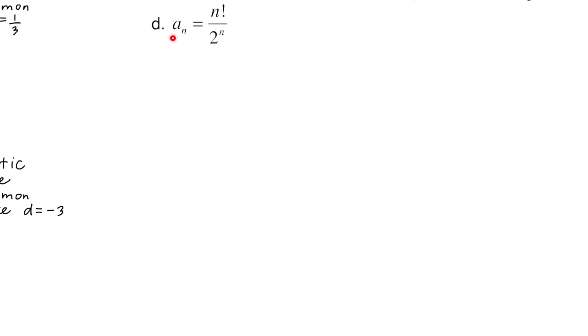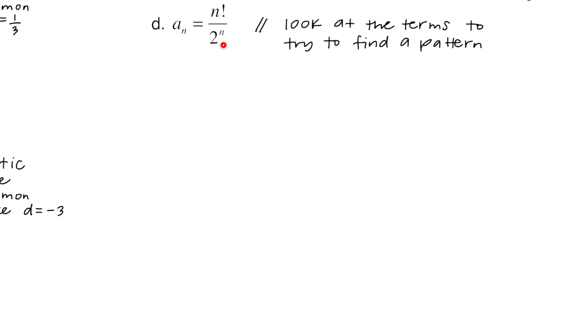For part D, we have a sub n equals n factorial over 2 to the n. So when we look at this sequence, you have a factorial on the top and you have an exponential in the denominator, so there's nothing that we can really manipulate. So I just wrote a note, we're going to look at the terms to try to find a pattern. So first we're going to plug in 1 for n, and you just get 1/2. Next, we plug in 2 for n, so we get 2 factorial over 2 squared, and that reduces to 1/2.